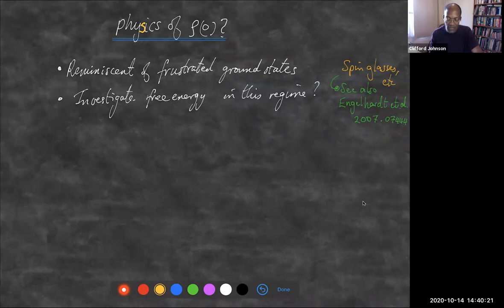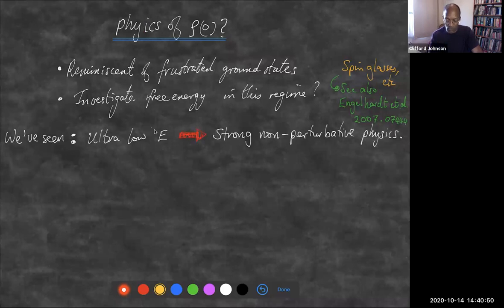It looks rather like you have some sort of degeneracy at E equals zero, which reminds you of the physics of spin glasses and things like that. That connects nicely with some results that Englert et al. had, trying to make contact between spin glasses and JT gravity. And so I set about to compute the free energy in this regime. There's a low temperature, small H bar limit in which you can describe that all in terms of a nice simple minimal model called the Bessel model.